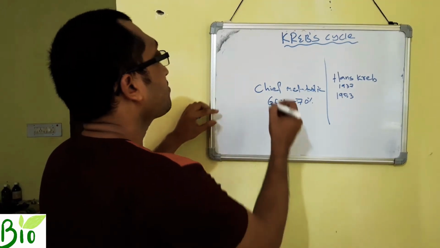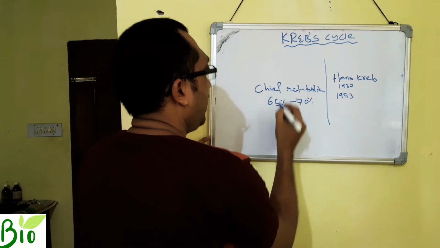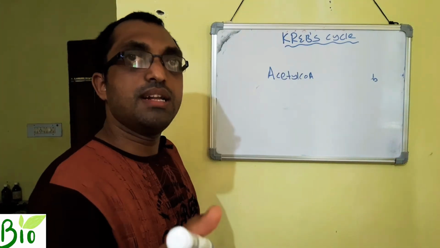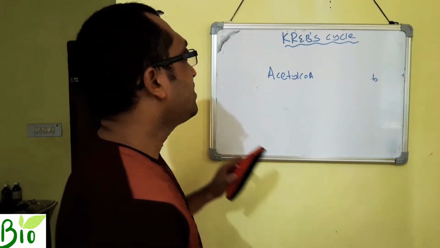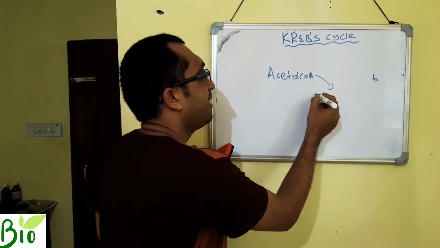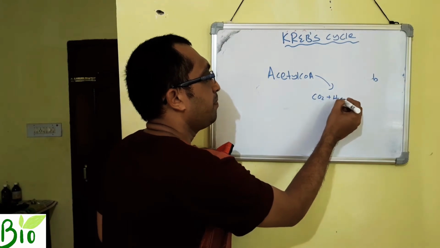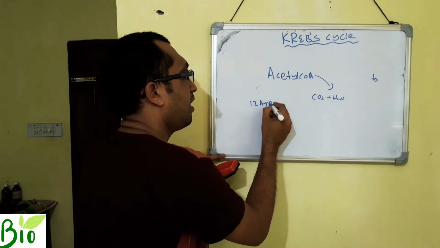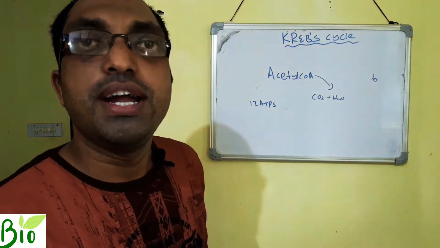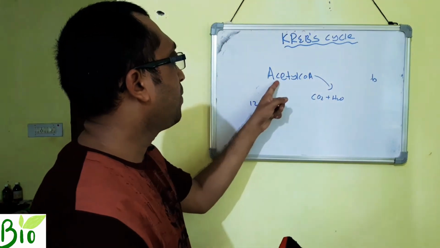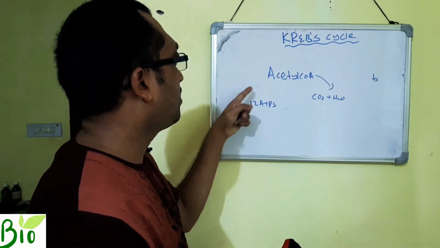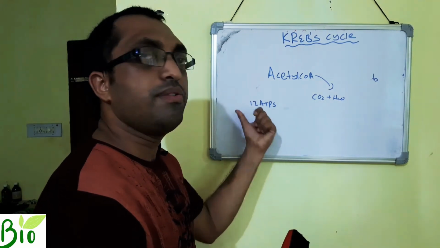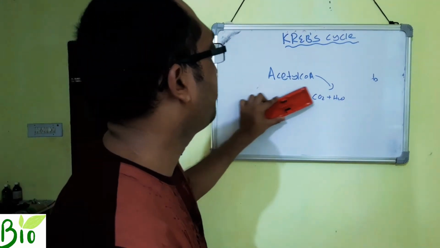In Krebs cycle, again I am repeating, the acetyl coenzyme A is totally degraded into CO2 and H2O and produces 12 ATPs. Who helps acetyl coenzyme A?